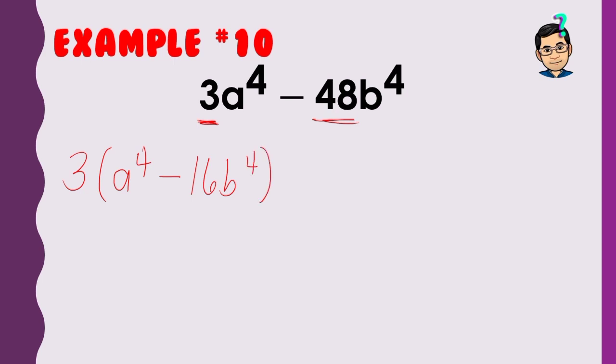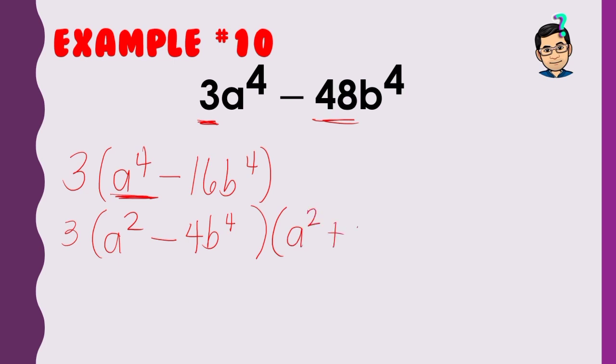Now, what is the square root of a to the 4th power? That is a squared. What about 16b to the 4th power? That is 4b to the 4th power. So, sulat natin yung next next factor natin, a squared plus 4b to the 4th power. So, alin dito sa dalawa ang pwede pa nating i-factor ulit? So, syempre, yung may operation na subtraction, minus.